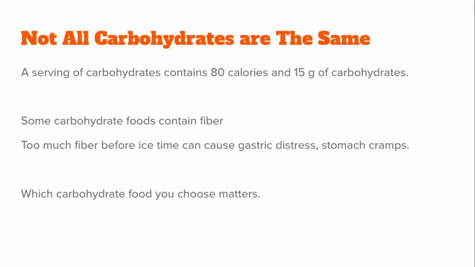However, some carbohydrate foods, like the legumes and some of the starchy vegetables, and maybe even some cereals and breads, are going to contain more fiber. And too much fiber before ice time can cause gastric distress, otherwise known as stomach cramps. So which carbohydrate you choose to give your skater matters.